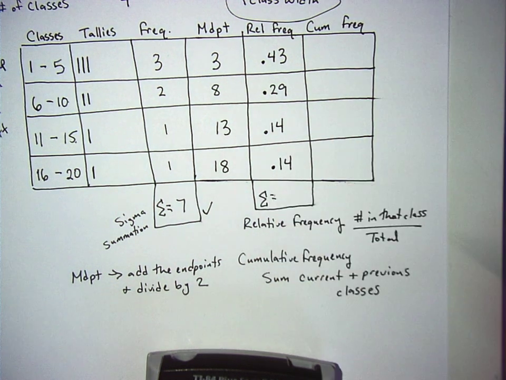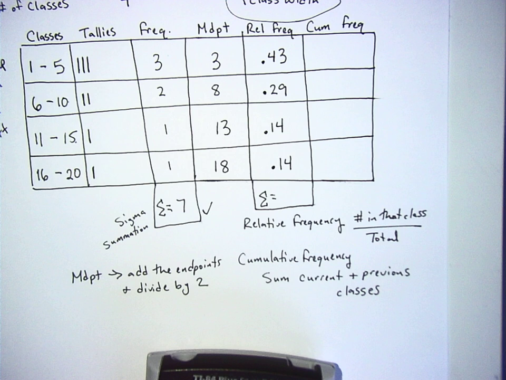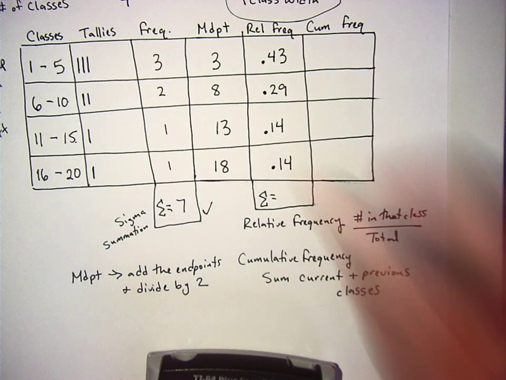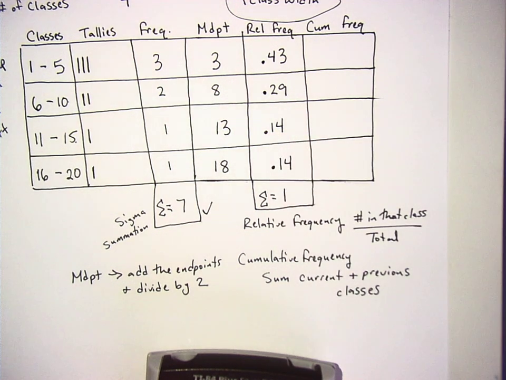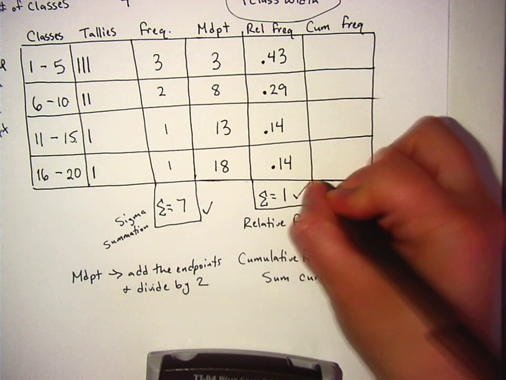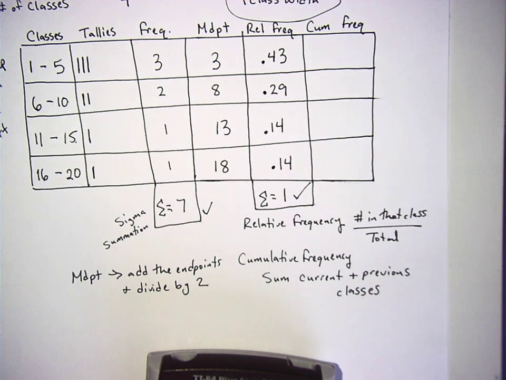What should these ones add up to? 1 or 100%. So I'm going to type in 0.43 plus 0.29 plus 0.14 plus 0.14, and I got 1. And that's your second check to see if you're doing things right. They should add up to about 100%.